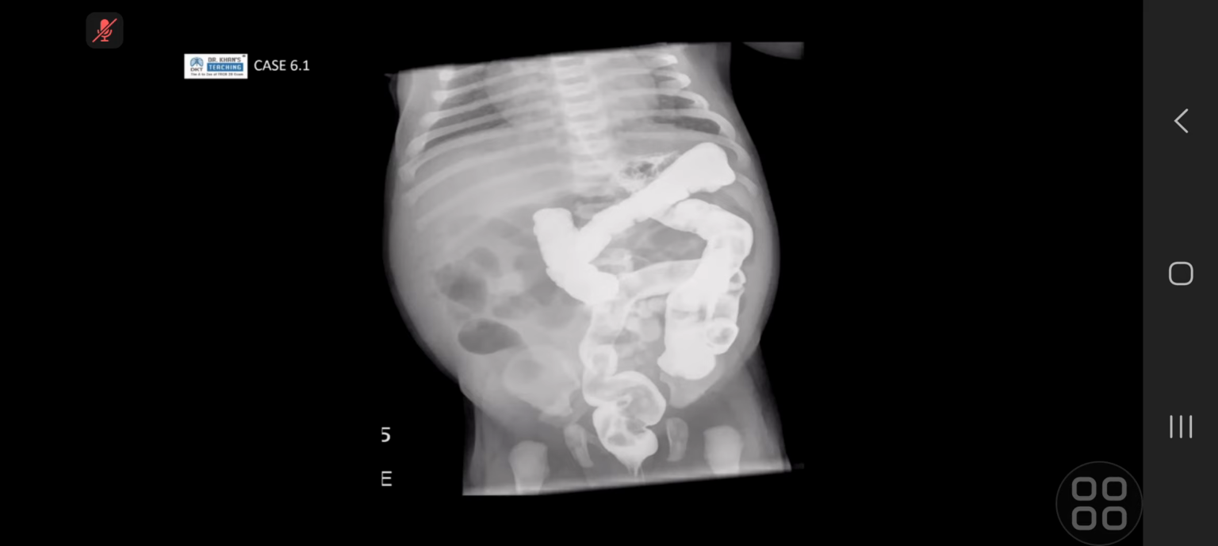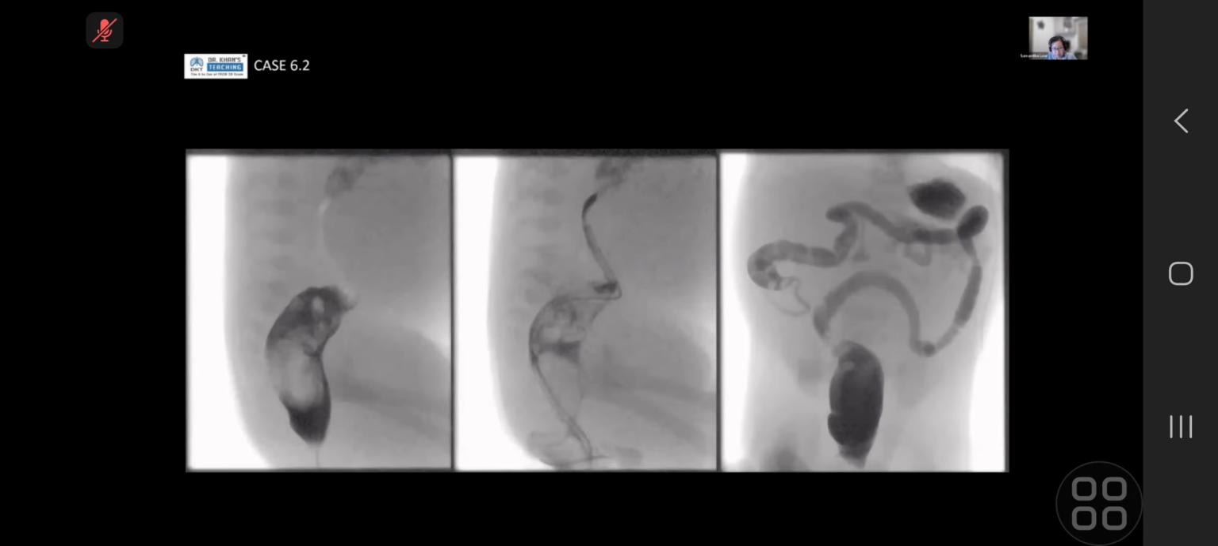I feel like there might be a few filling defects within the large bowel, and I'm worried that the patient might have meconium plug syndrome. So I would review the patient's history and see if the clinicians were worried about that, and if they were, this is possibly the cause for the patient's symptoms. And I guess the contrast study itself can be therapeutic and can help resolve the obstruction. Good, it is. Okay, so next one.